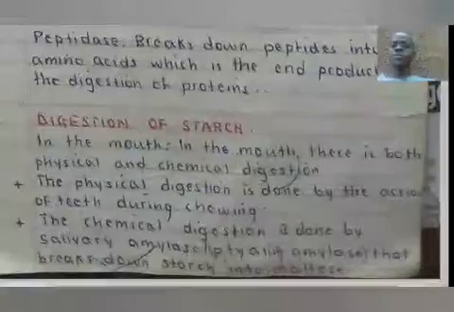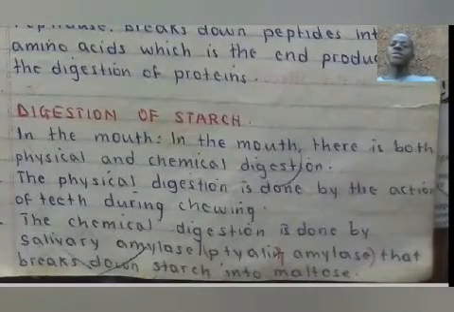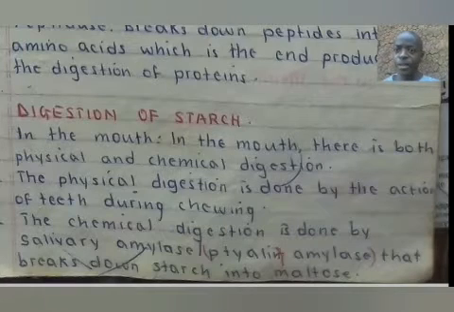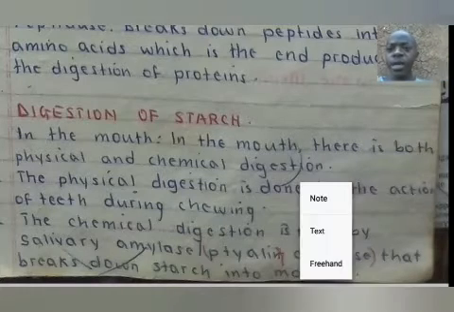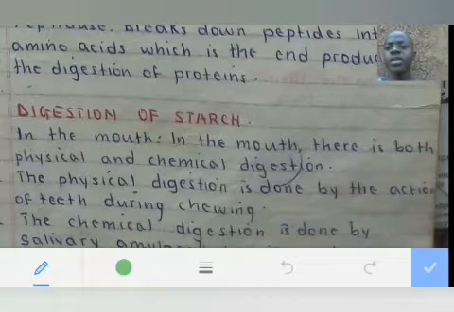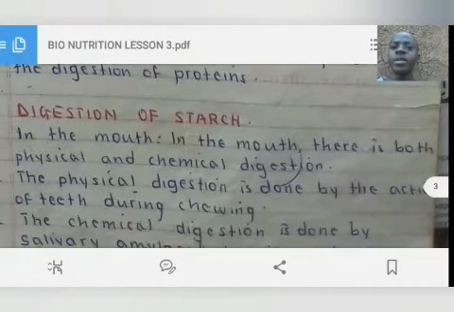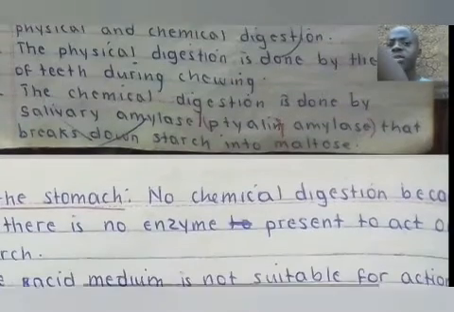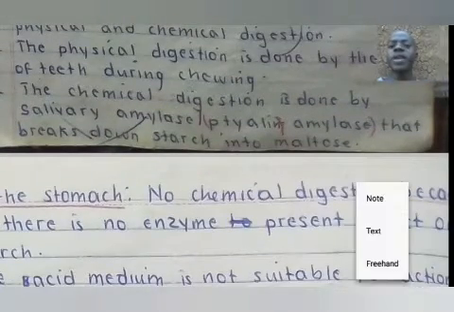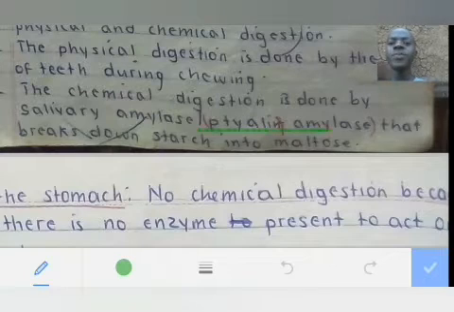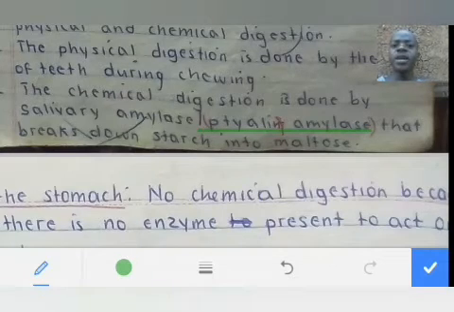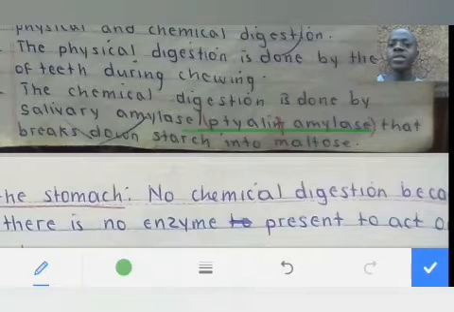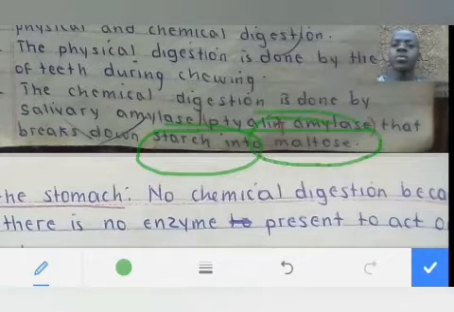So now in the mouth there is both physical and chemical digestion. Here we are looking at starch only. There is both physical and chemical digestion, and you know how the physical digestion is done, just like the way it is done for protein. It is by mastication. But the chemical digestion is done by salivary amylase, the one that we call ptyalin amylase. That one is the one which breaks starch into maltose.